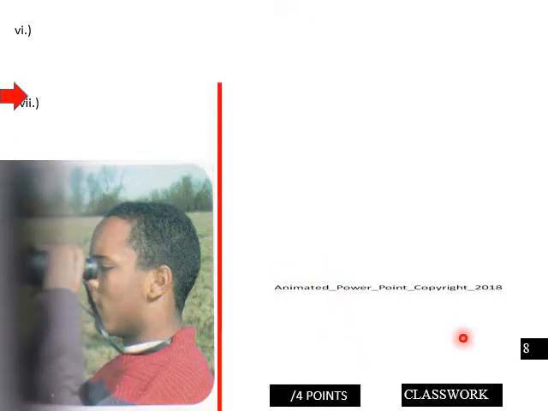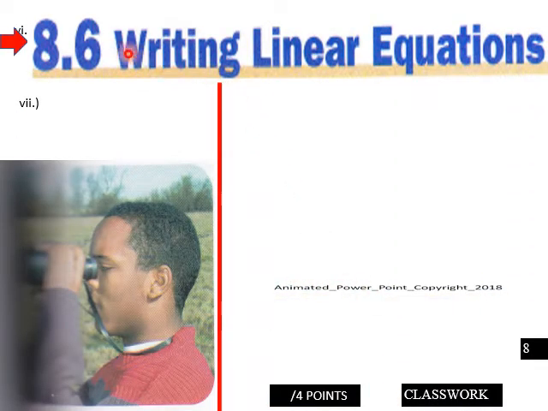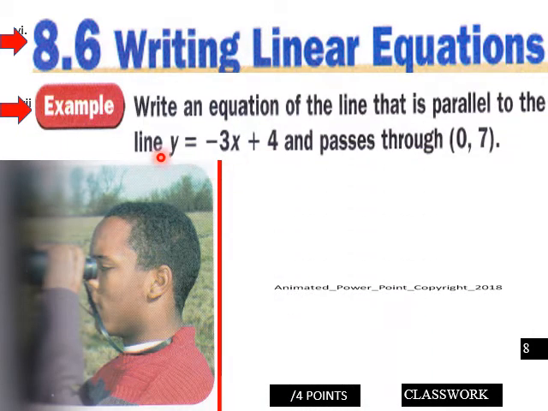Let's write to page 1 of today's lesson, 8.6, Writing Linear Equations. So, example, write an equation of the line that is parallel to the line y equals negative 3x plus 4 and passes through 0, 7. So how do we do that?